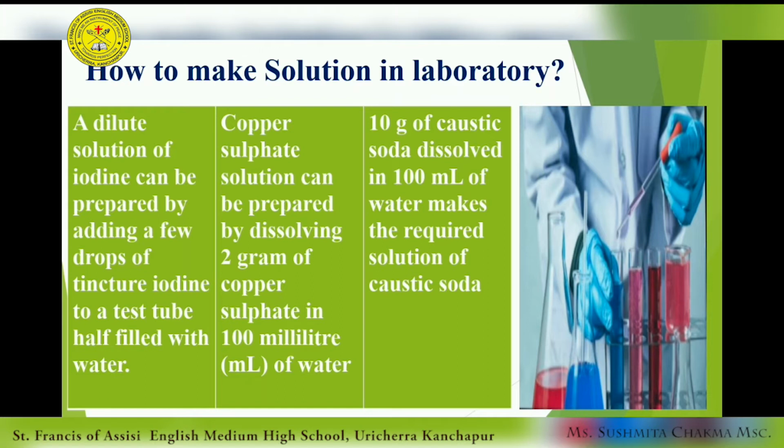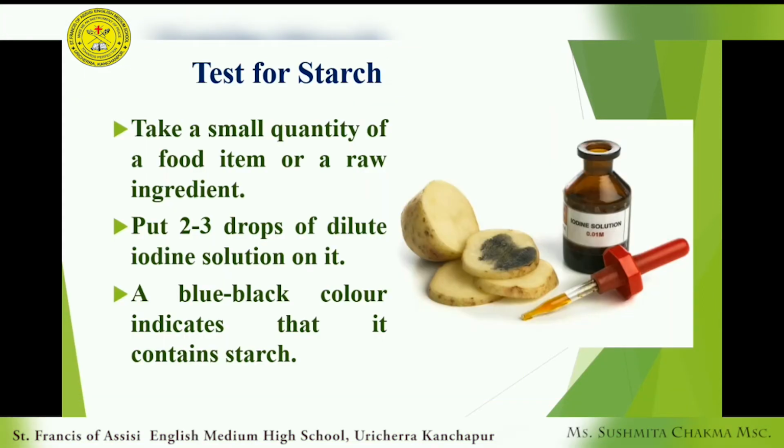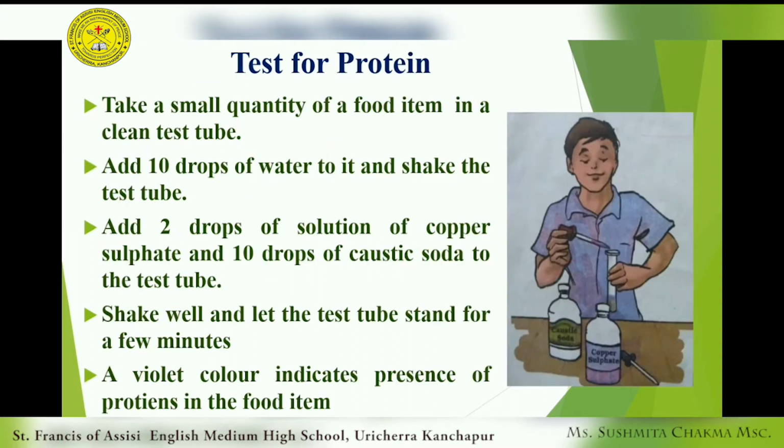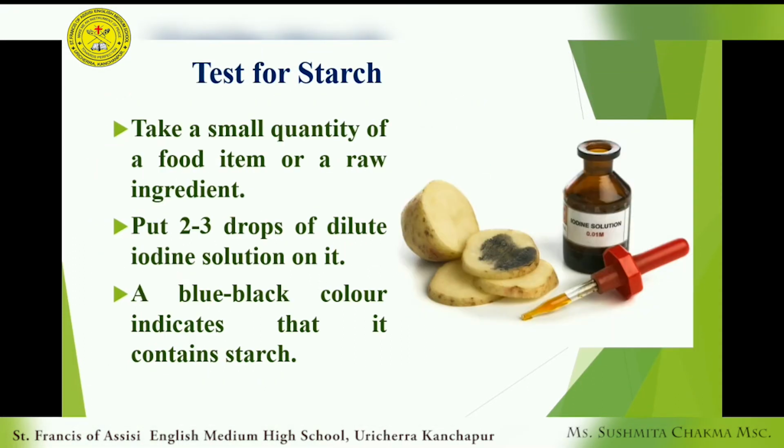So now these solutions we can use for testing starch, proteins and fats. Let us see how. First, the test for starch. Starch means carbohydrates. As you can see in the picture, there are slices of potatoes. We'll take a small slice of potato and add 2 to 3 drops of dilute iodine solution.